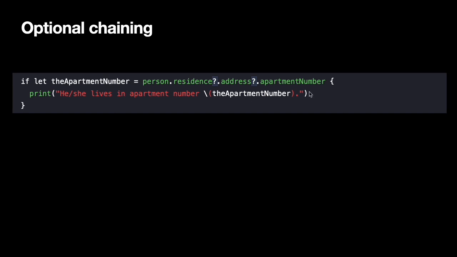And then our if-let will conditionally execute. If the optional chaining is successful and we get an actual apartment number, then and only then we will execute the code between these braces. Otherwise, we would continue on or execute the else clause.